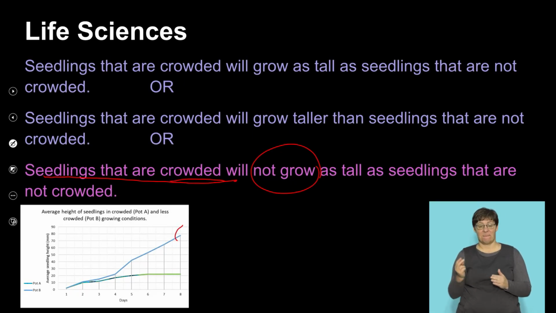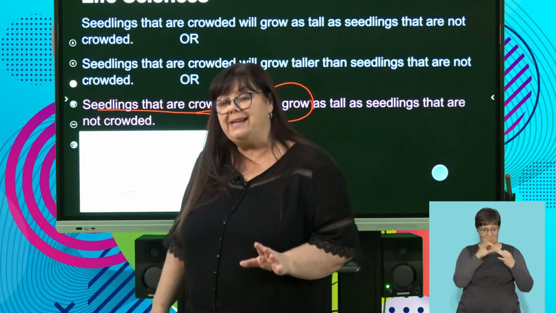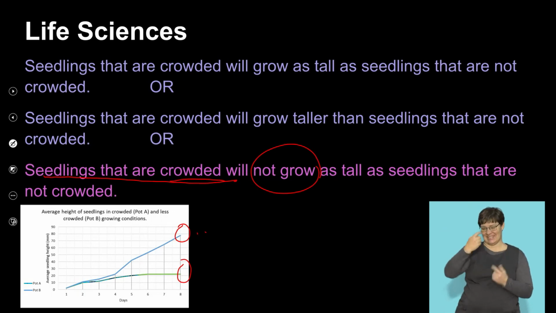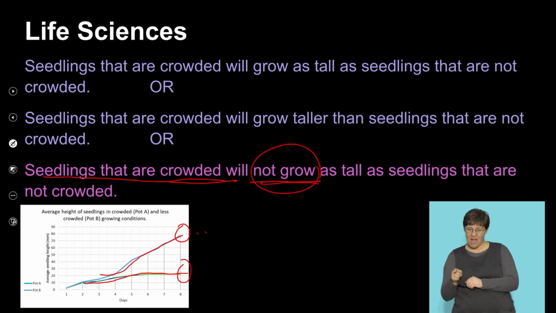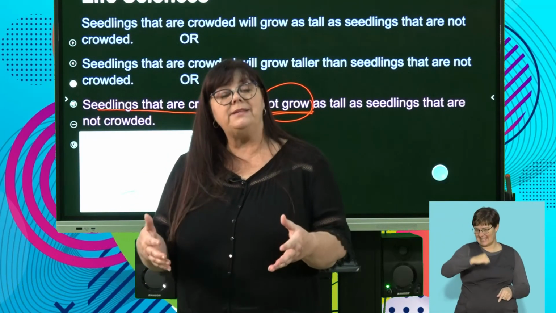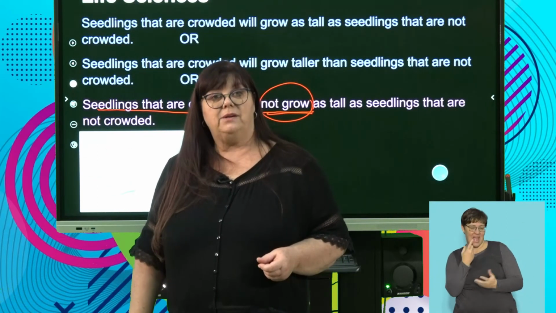Do the results indicate that my hypothesis was correct and therefore confirm it? Yes, they do. So seedlings that are crowded, here's my pot A, seedlings that are crowded did not grow as tall as seedlings that are grown with less crowding. And so my answer would be yes, my hypothesis is confirmed as a result of the evidence obtained.